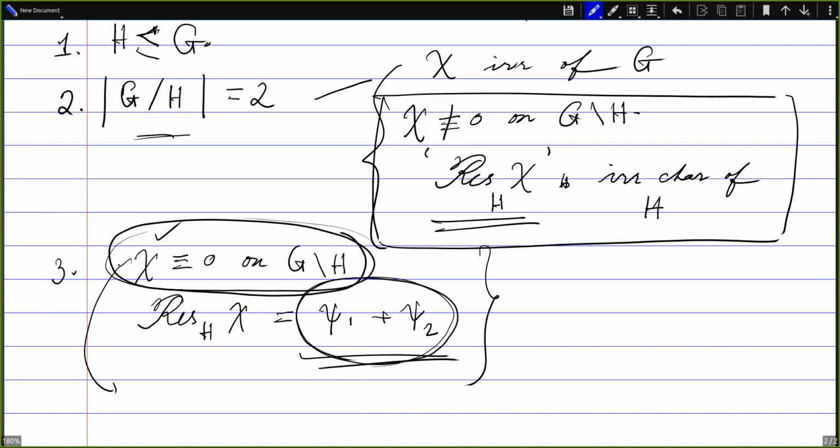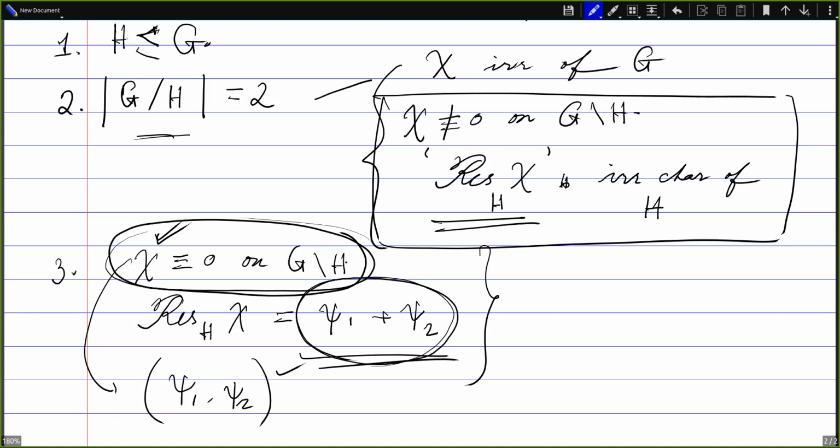of this kind, when we restrict them to H, I will get a pair of irreducible representations of H, and distinct such characters give us completely distinct pairs. That is, completely distinct means A comma B is completely different from C comma D. By that, what we mean is neither A is equal to C nor B is equal to D. So distinct such chi's always give us completely different pairs of irreducible characters of H.